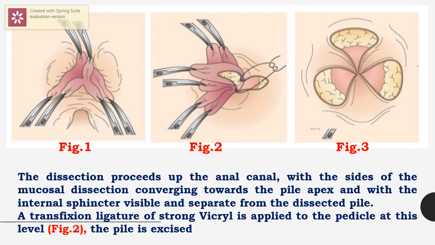And in this condition only, at this position, a transfixation ligature is done using a strong vicryl. The pile is excised well distal to the ligature, and after ensuring hemostasis, the ligature is cut long. So each hemorrhoid is dealt with in this manner, taking care to leave mucocutaneous bridges.